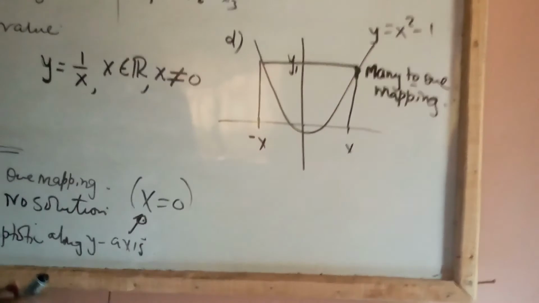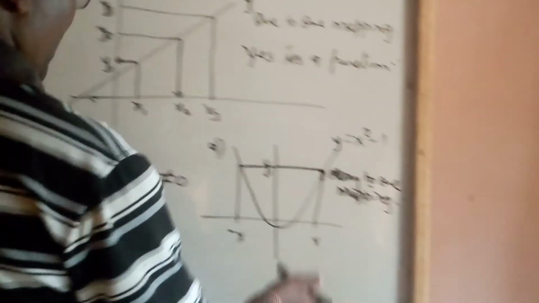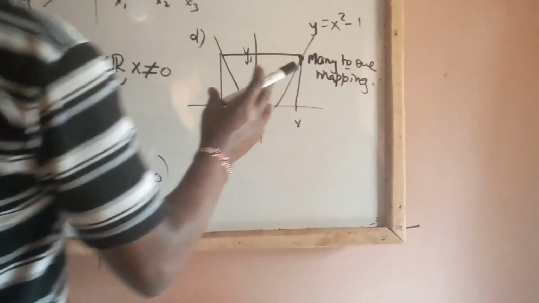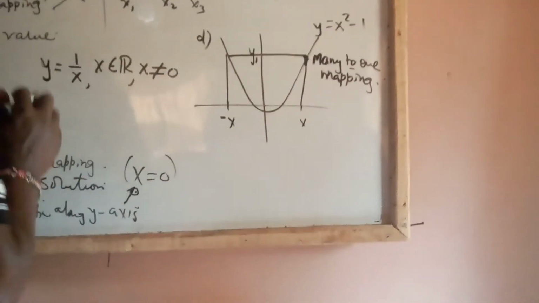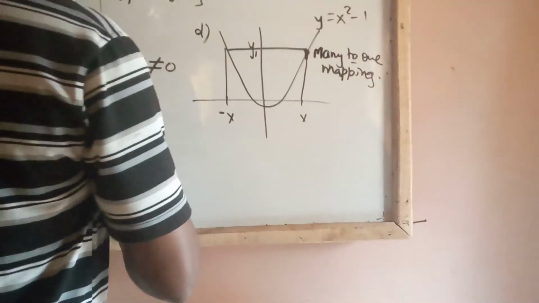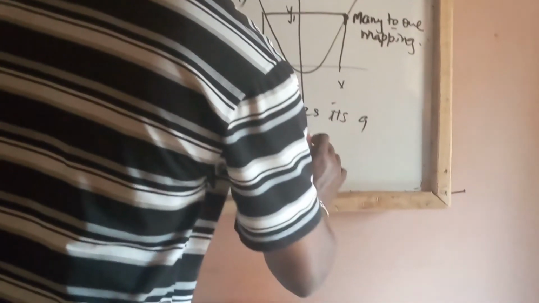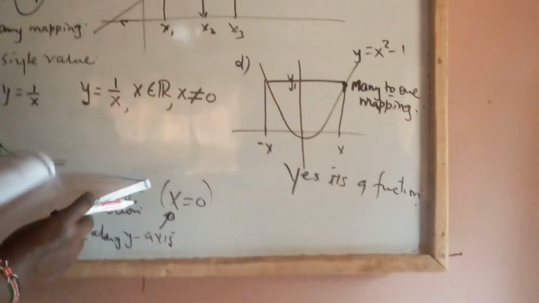The question is, is it a function? My answer and your answer would have been yes, it is a function, because every value of x gives us one value of y. But there are different values of the domain that can give the same value of y. So this is a function. It is many to one mapping, which is a function.